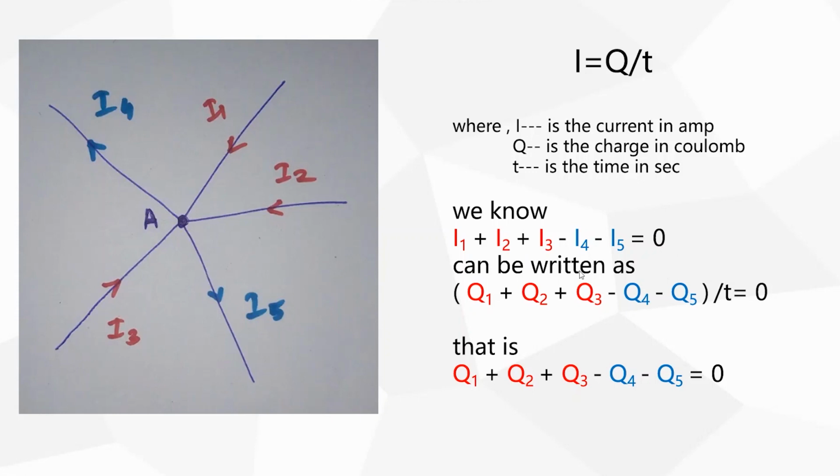We saw this in the previous slide. So this can be written as Q1 by T plus Q2 by T plus Q3 by T minus Q4 by T minus Q5 by T, and I have taken the T common out. So taking this to the opposite side, we know that Q1 plus Q2 plus Q3 minus Q4 minus Q5 equals 0. It's nothing but the charge at node A is 0 due to the law of conservation.